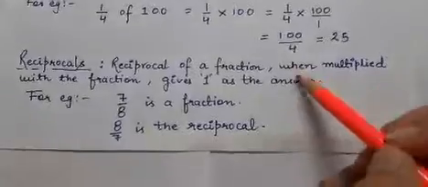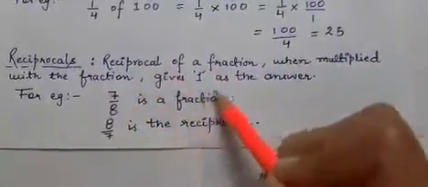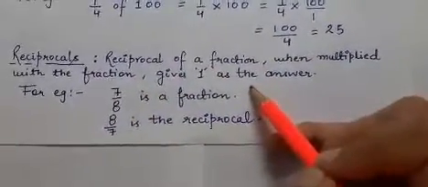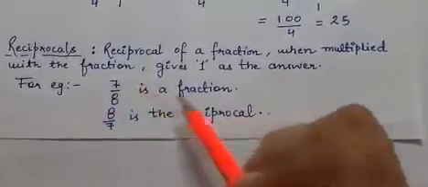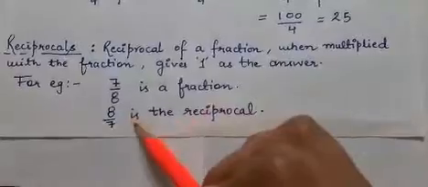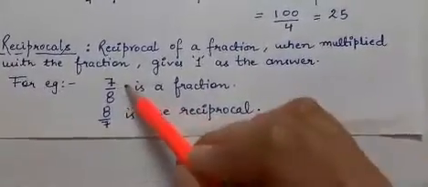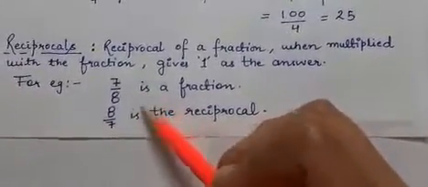Reciprocal of a fraction when multiplied with the fraction gives 1 as the answer. Now you might get confused with this, but it is simple: 7 upon 8 is the fraction and 8 upon 7 is the reciprocal. And when we multiply the two of these, we will get 1 as the answer.